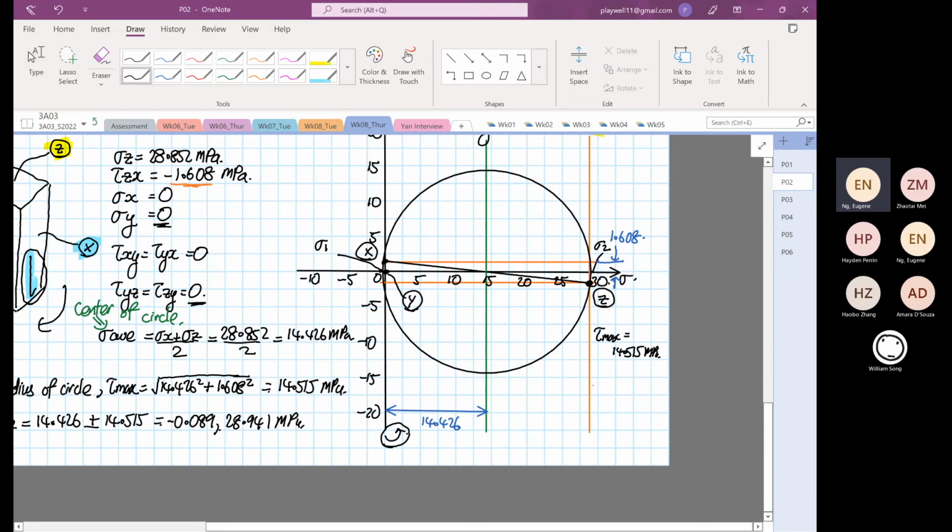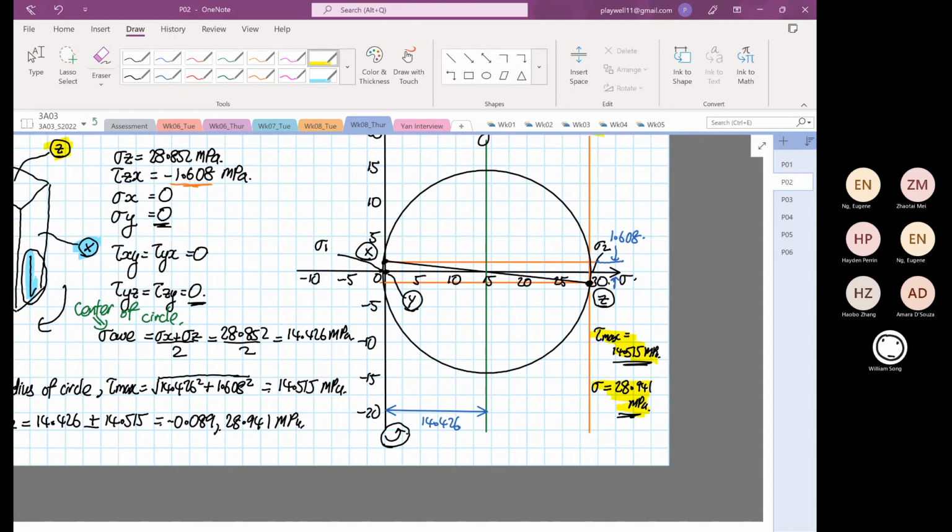So we also know that the principal stress is equal to 28.941 megapascal. So these are the answers for element B. Then with this information over here, we can select the right material, and then we can select or calculate factor of safety, either one.